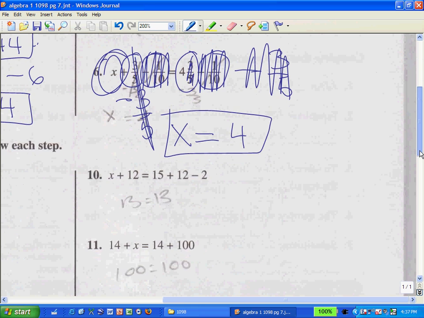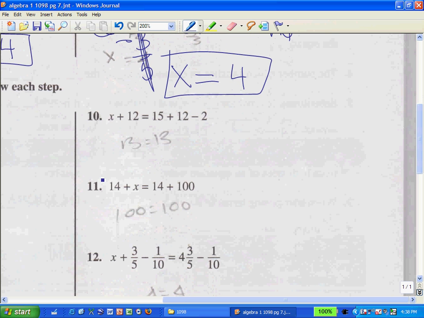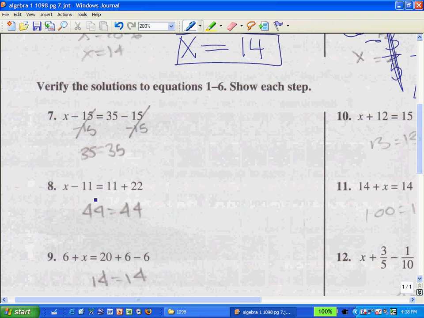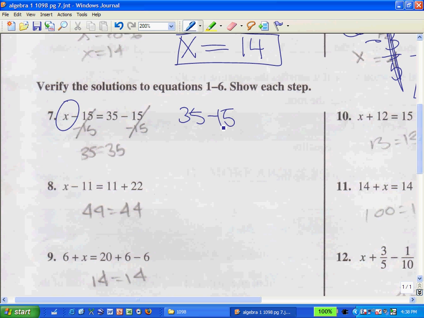Down here, all you have to do is verify our solution. Whatever you got for x, you're going to plug it into the equation to make sure that it is correct. For example, in the first one we did, our answer was x equals 35, so we're going to have 35 minus 15 equals 35 minus 15. 35 minus 15 equals 20, so 20 does equal 20. So my answer is correct; I have the same number on both sides of the equal sign. If you don't have the same number on both sides of the equal sign, your answer is not correct, and you've got to do it again to make sure that you have the right answer.